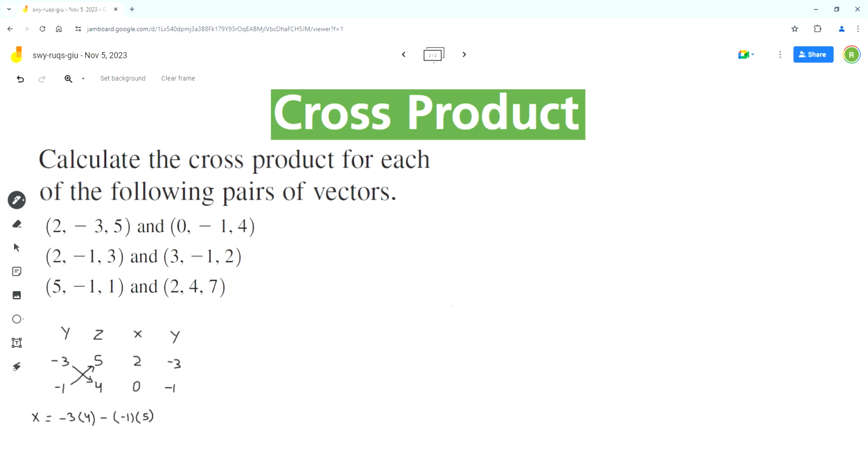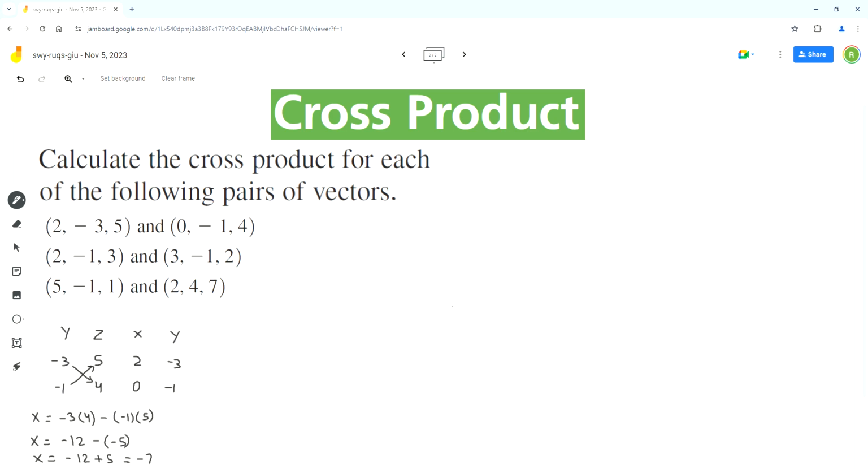So there's an important thing you have to understand and memorize. Now we can evaluate this expression. The -3 times 4 is -12, and -1 times 5 is -5. Minus -5 becomes +5, and -12 plus 5 is equal to -7. So this is the x component of the cross product of these two vectors.